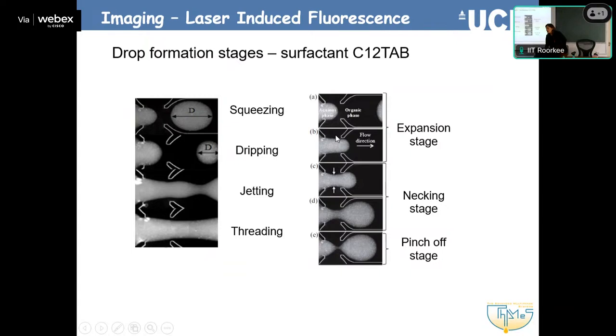So we'll talk more about drops tomorrow. I just wanted to show you that you can get, for example, here the various regimes of drop formation, and even in one particular stage, in the dripping stage or the squeezing, you can get the expansion, the necking, and the pinch-off stages. So this is just a dye.